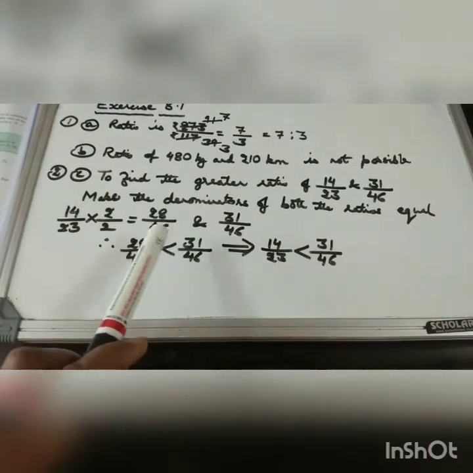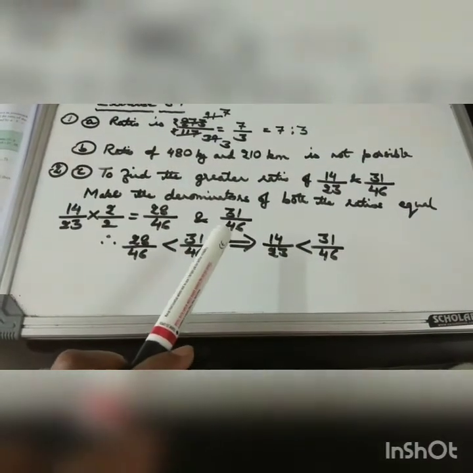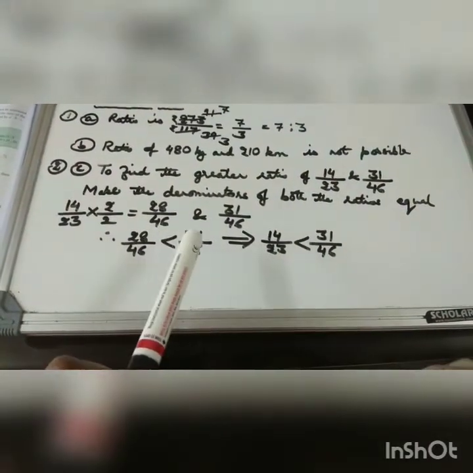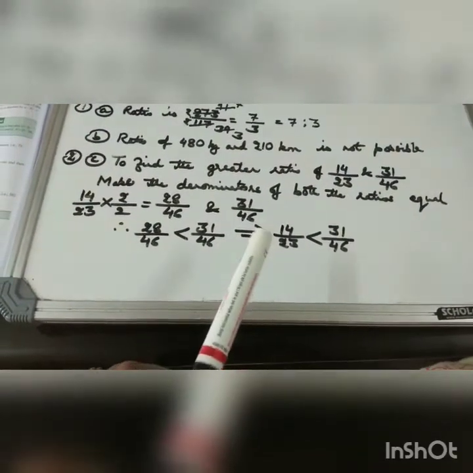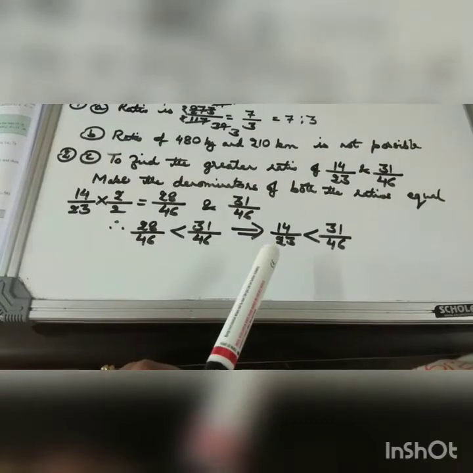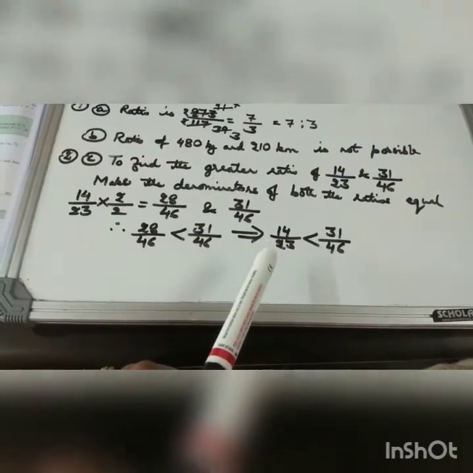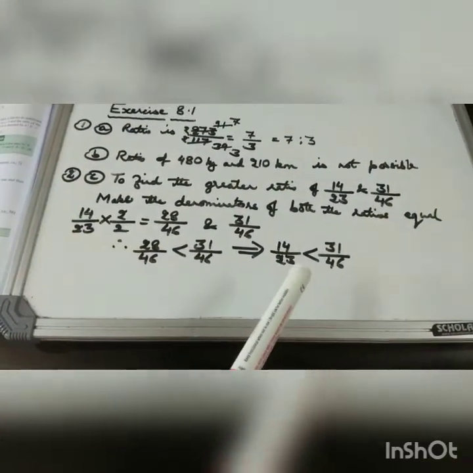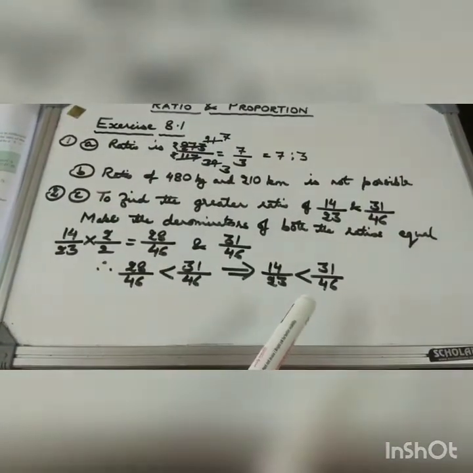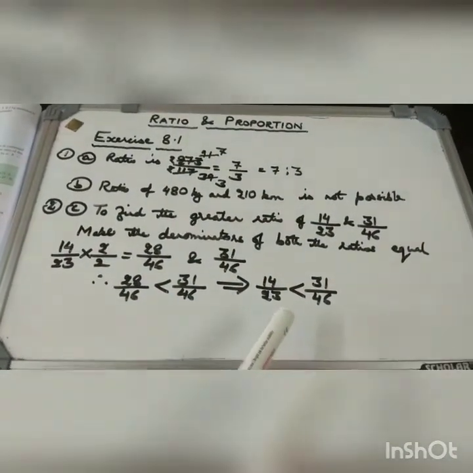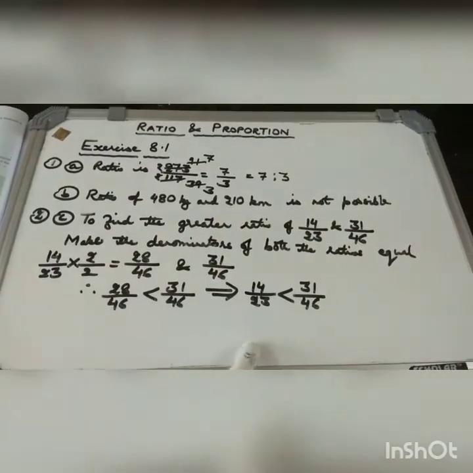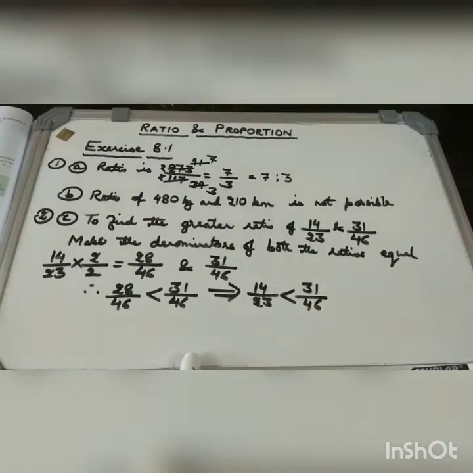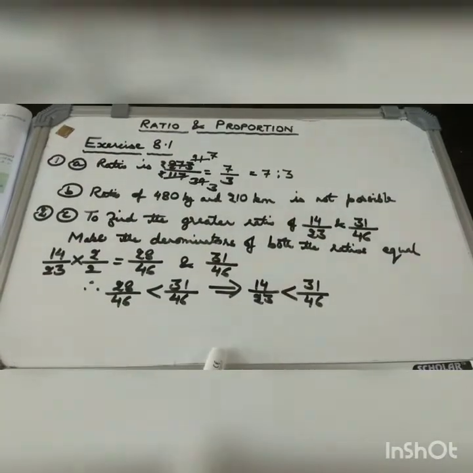And now you can compare both of these because denominators are same. Hence 31 is definitely more than 28. Therefore this implies 14 upon 23 is smaller ratio than 31 upon 46. I hope the sum is very clear to you. Children, if you have still any doubt, you may ask during interactive session.